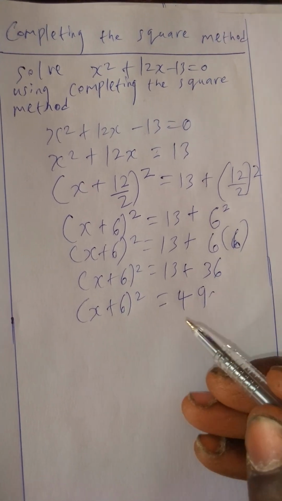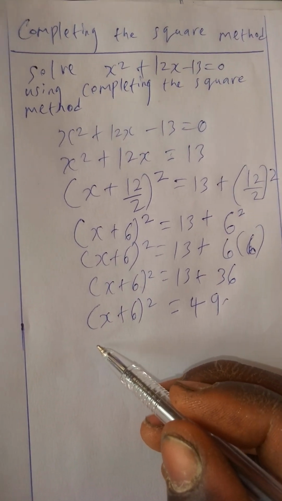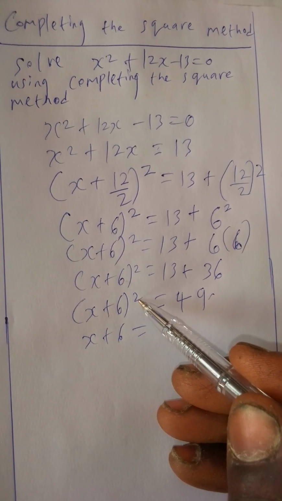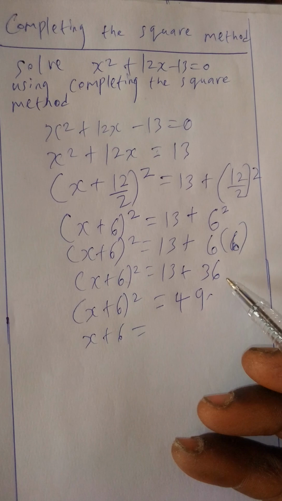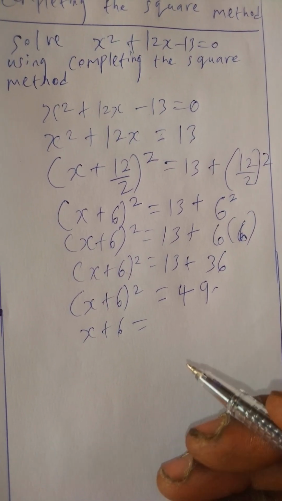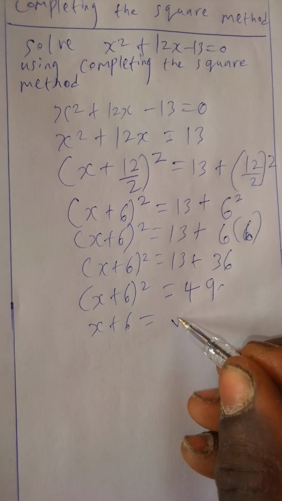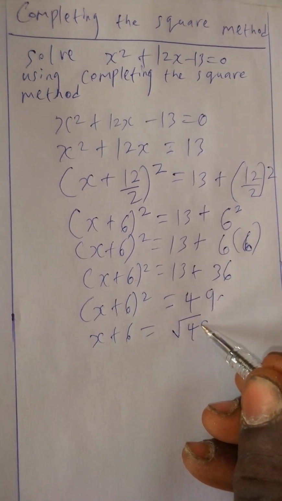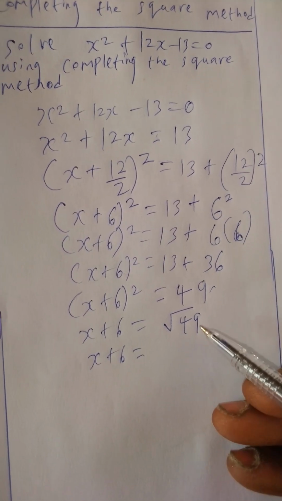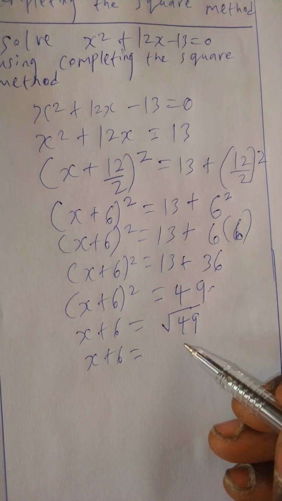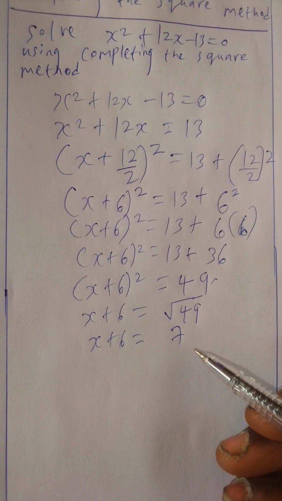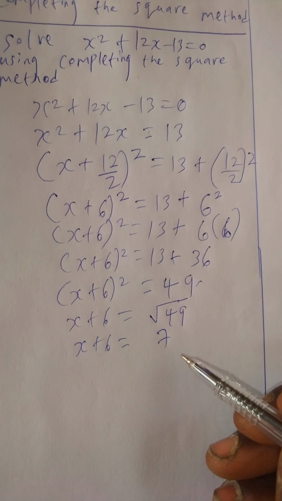Yes, so we have x plus 6 equals to, now this square will turn to square root of what? 49, right? That is usual in mathematics. So we have the square root of 49. We have x plus 6 equals to the square root of 49, which is 7. Are you following? The square root of 49 is 7.